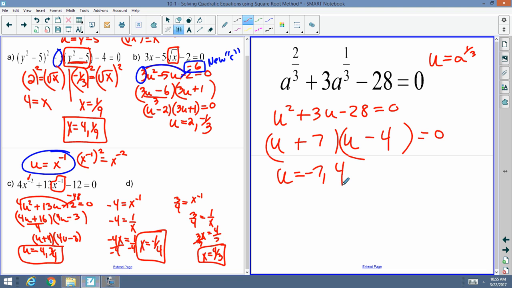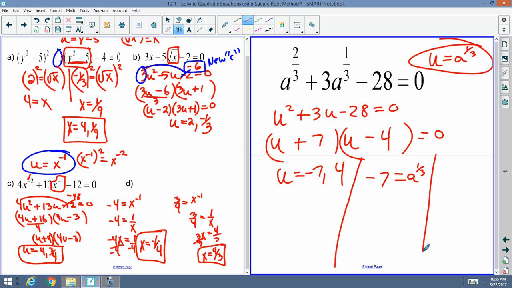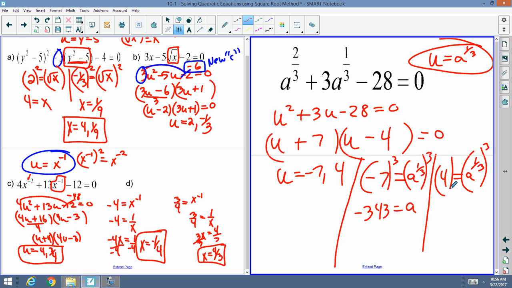Now that I know what u is, plug it in. So u, which is negative 7, equals a to the 1/3. And u, which is 4, equals a to the 1/3. How do I get rid of a 1/3 exponent, which in other words is the cube root? You cube it. You don't cube root it, you cube it. So this is negative 343 equals a. And cube this one, and 64 also equals a.